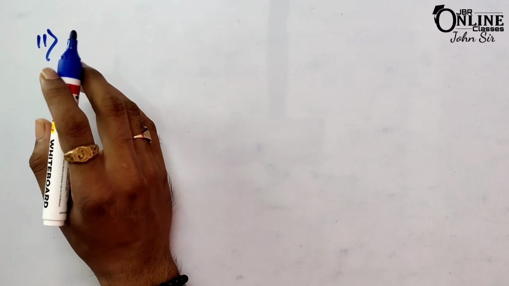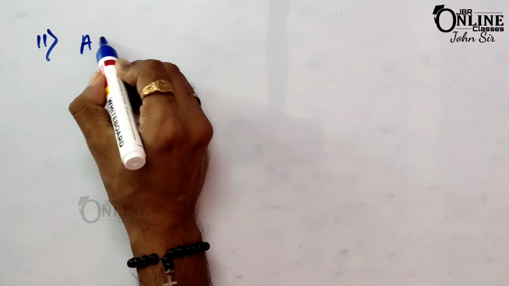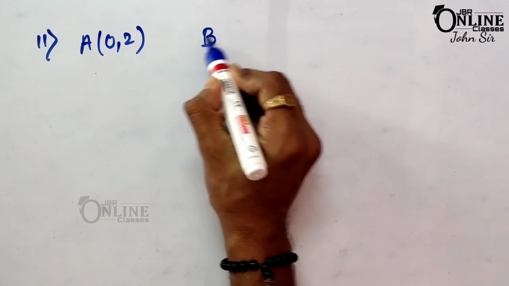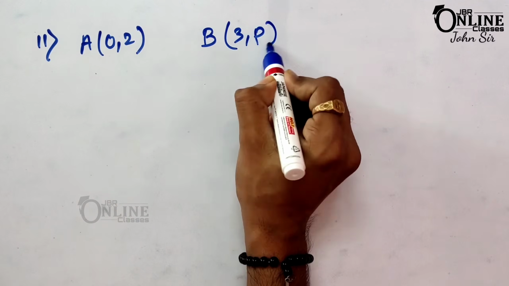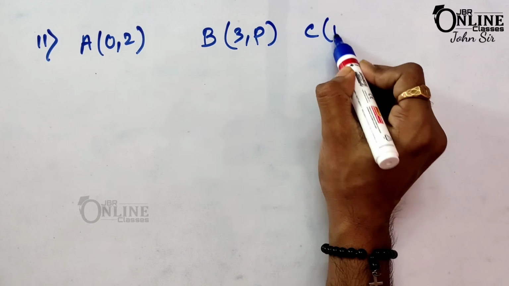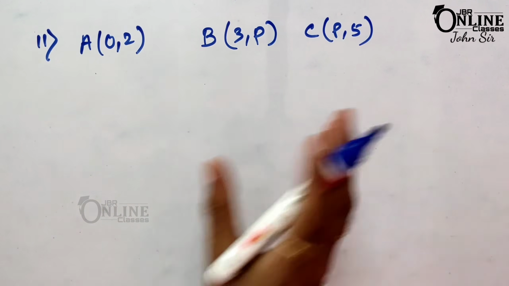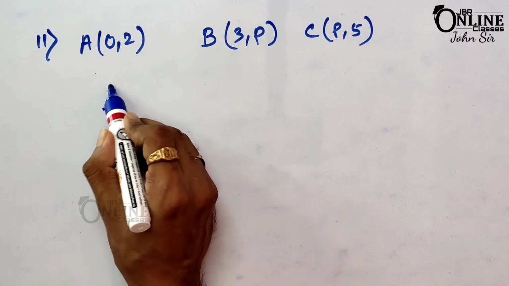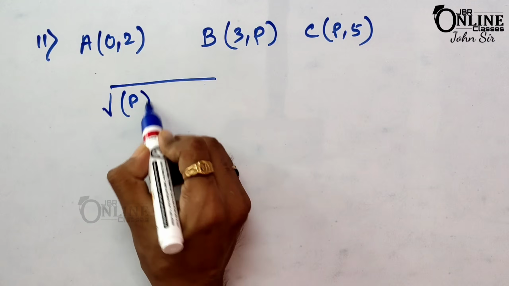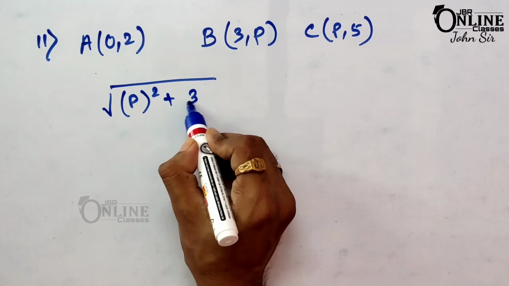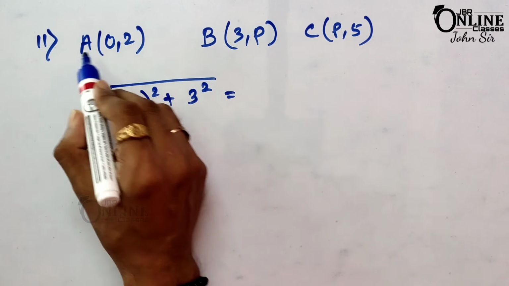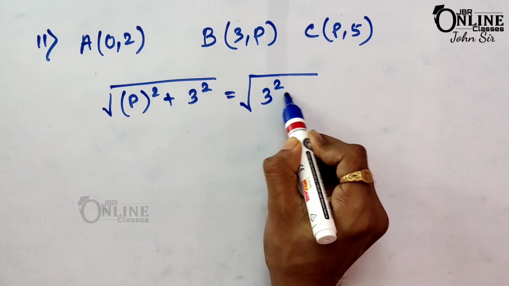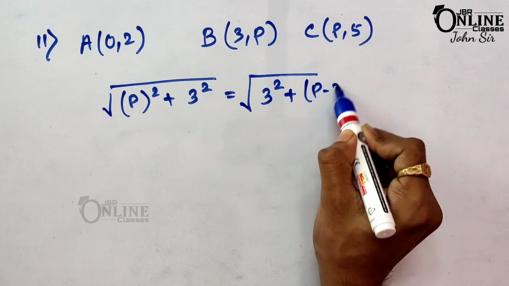Now sum number 11. If a point A, that is 0, 2 is equidistant from the point B, that is 3, P, and second point C, that is P, 5. Okay, again the same kind of problem. So first find AC. So here AC will be root over P minus 0, that means P square, and 5 minus 2, that means 3 square. Now find the distance between AB. So here also 3 minus 0, so 3 square, and P minus 2 whole square.